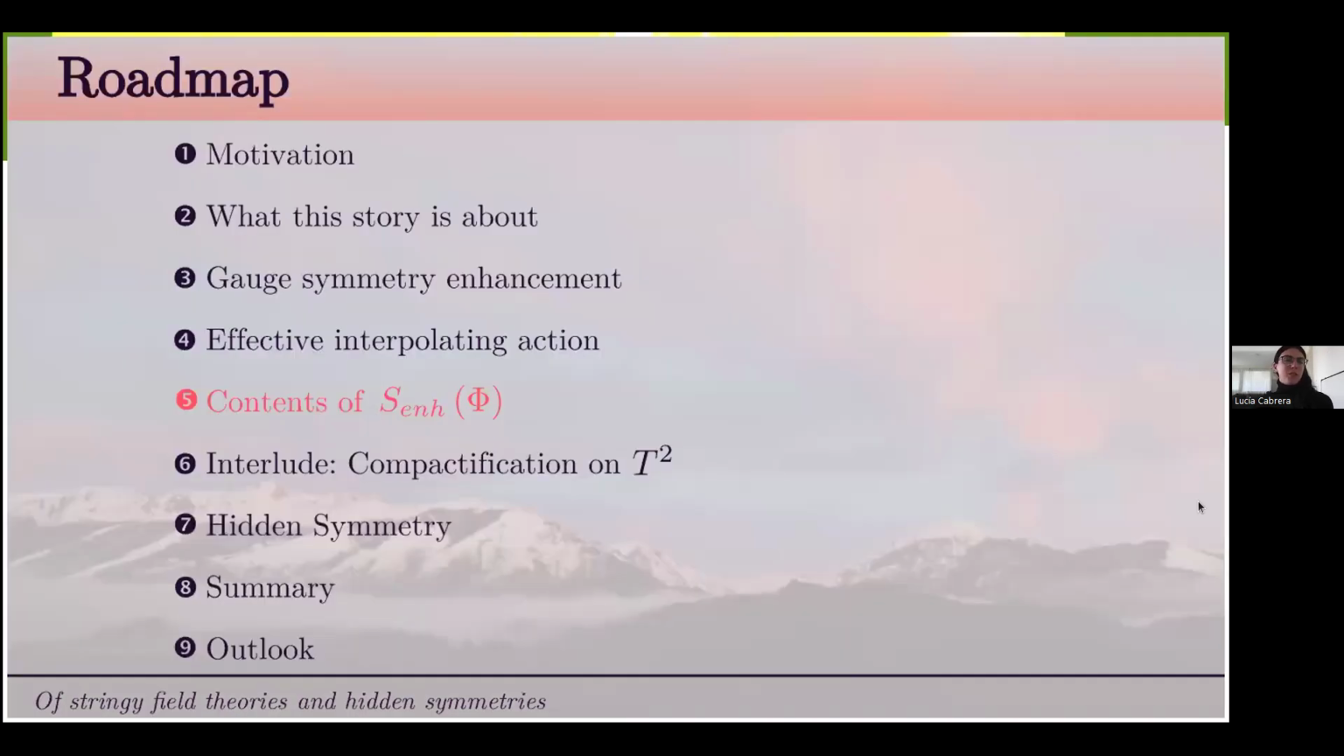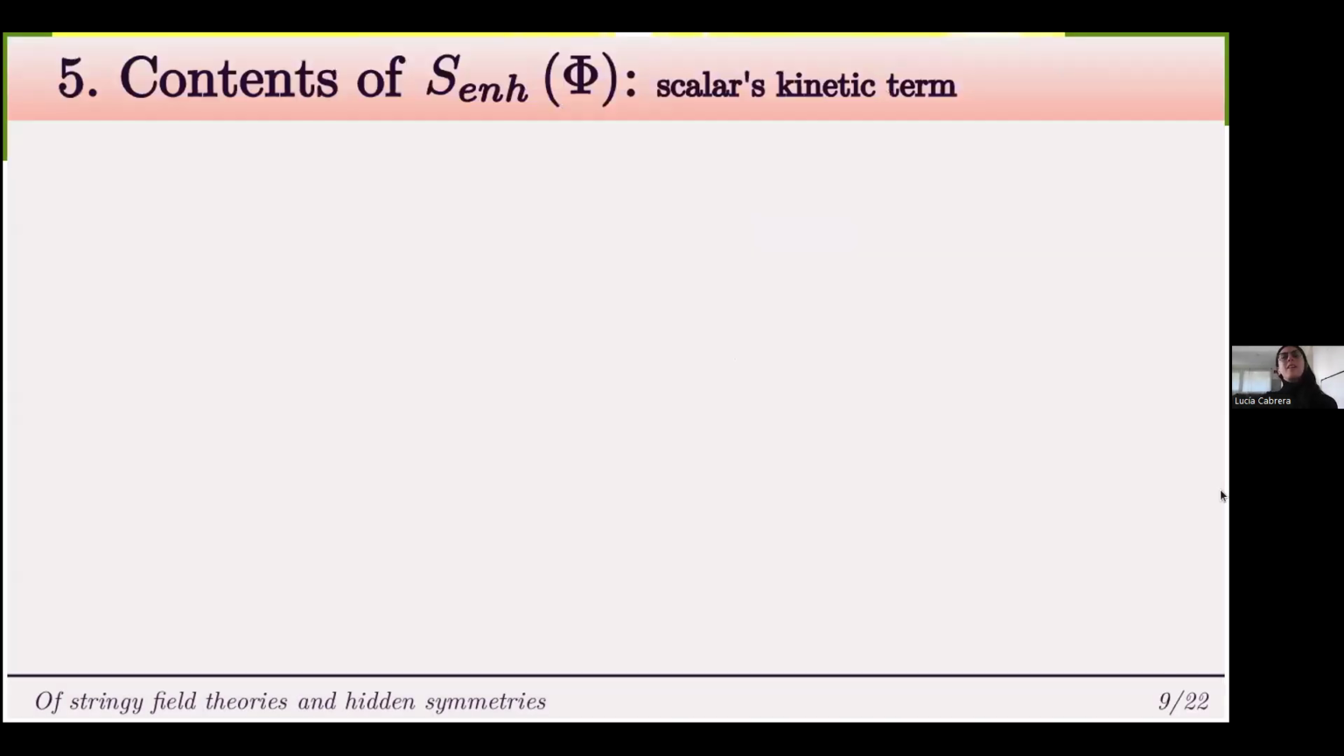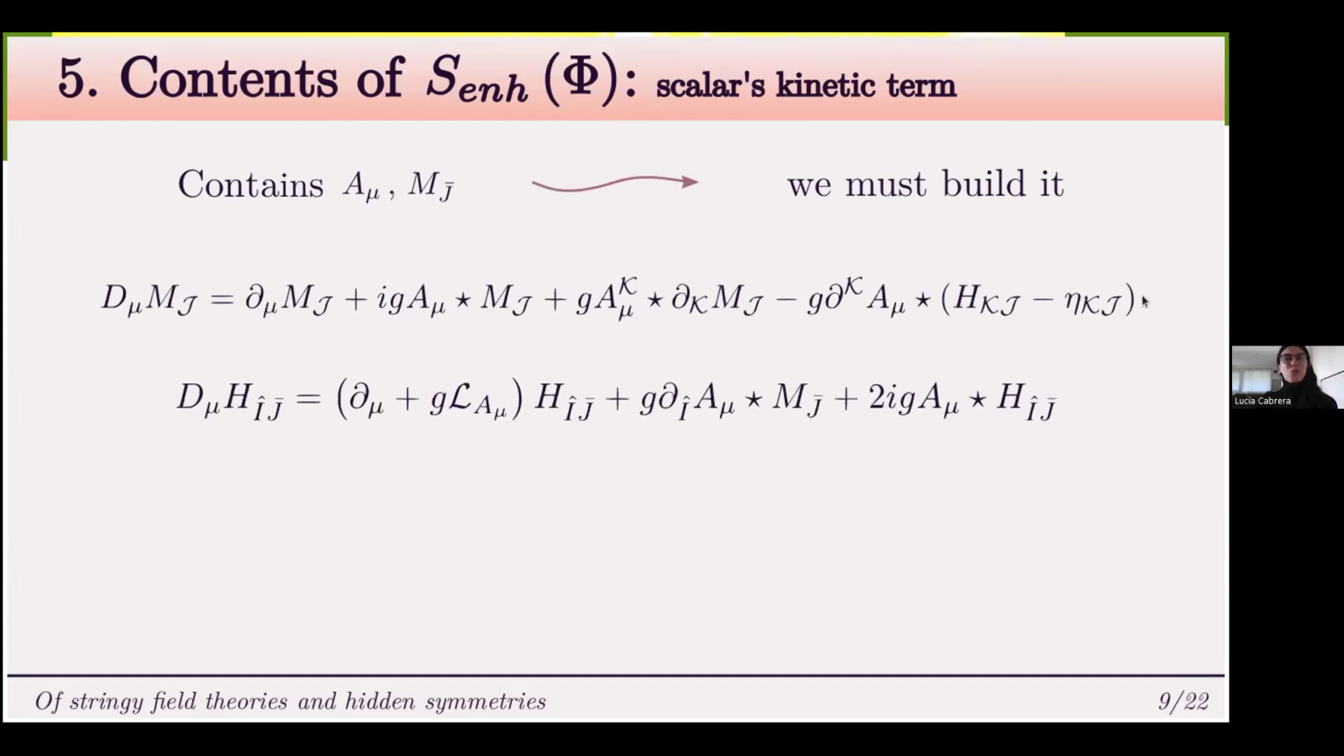So let's move on now to the contents that we have in our enhanced action. Let's have a look at the scalar kinetic term. Since this term will contain the two fields that we added by hand, we have to build it actually. We cannot read it off any vertices. But we can do that. We can propose certain derivatives or would-be covariant derivatives. We will have a look at that at the end of the talk.